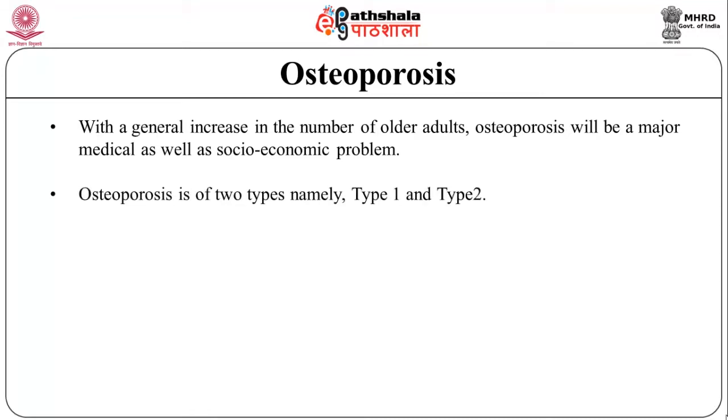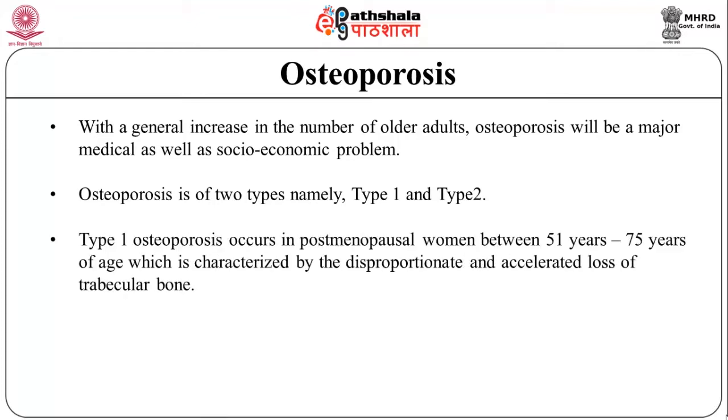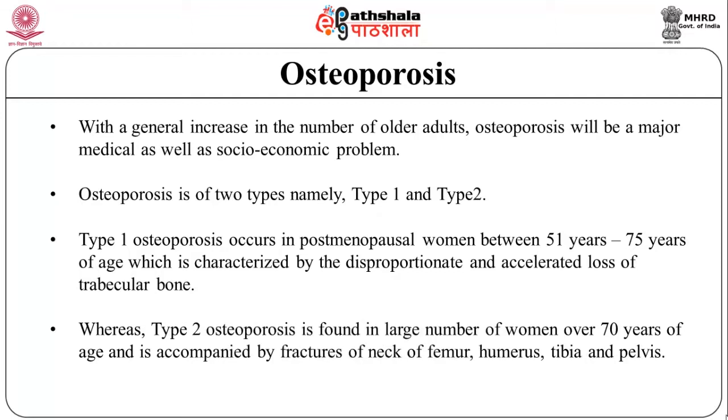Osteoporosis is of two types, namely type 1 and type 2. Type 1 osteoporosis occurs in postmenopausal women between 51 and 75 years of age, and is characterized by disproportionate and accelerated loss of trabecular bone, whereas type 2 osteoporosis is found in a large number of women over 70 years of age, and it is accompanied by fractures of the neck of the femur, humerus, tibia and pelvis.